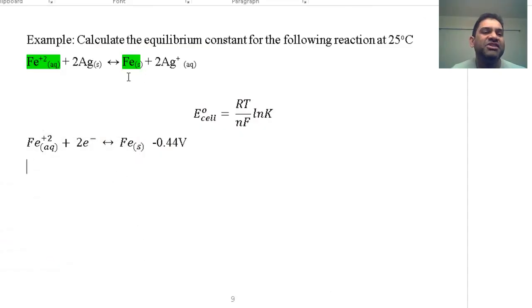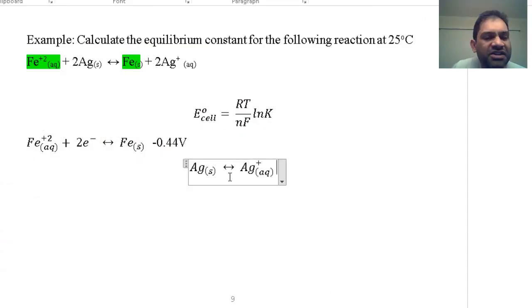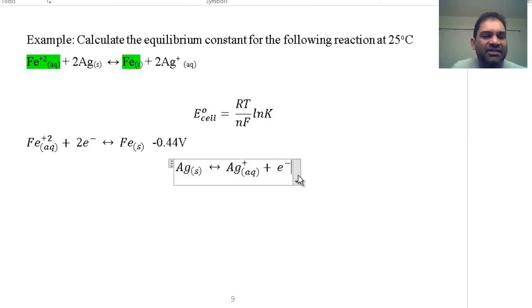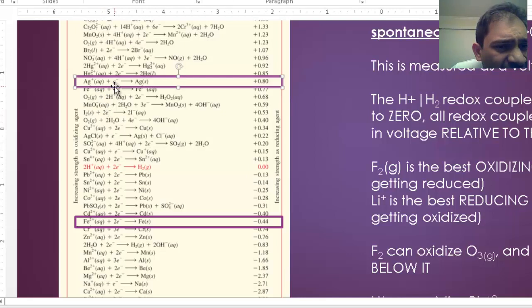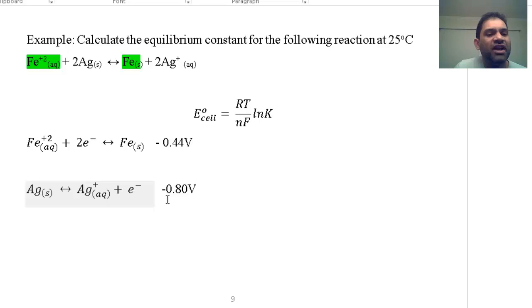Now we'll do the same thing for Ag solid going to Ag+. If I add an electron here, e-, it should be charge balanced. Let's look this up here, realizing it's an oxidation reaction, the electrons are on the product side. So Ag+ plus e- going to Ag solid is plus 0.80 volts, but we need to flip that according to the problem, because in the problem it's Ag solid going to Ag+. So it's going to be minus 0.80 volts. So here is our oxidation reaction, we flip the sign. Here is our reduction reaction.